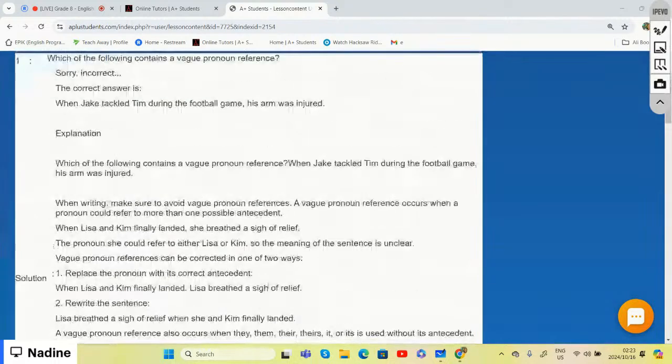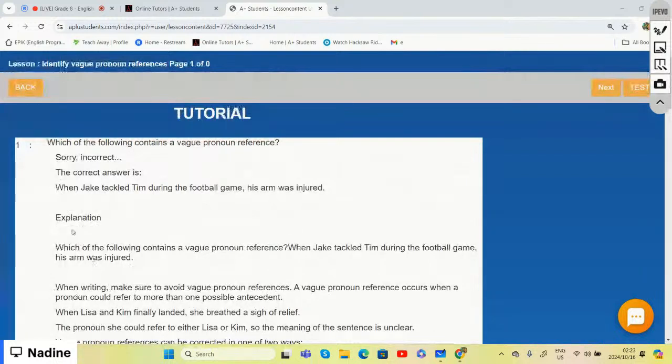So yeah, if you look at this one, it says when Jake tackled Tim during the football game. Both of them are boys, male, he. But now it says his arm was injured. And now the question is whose arm was injured?